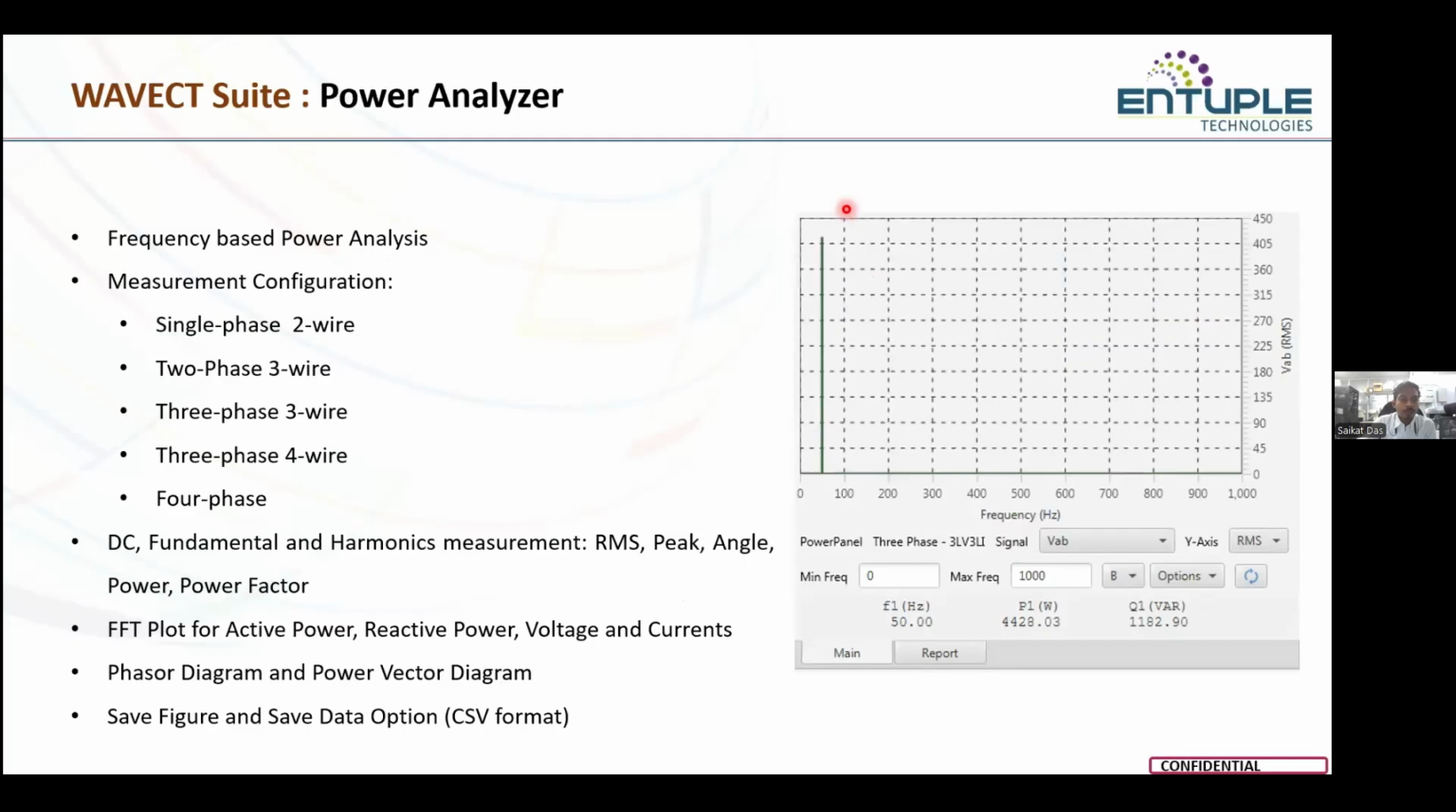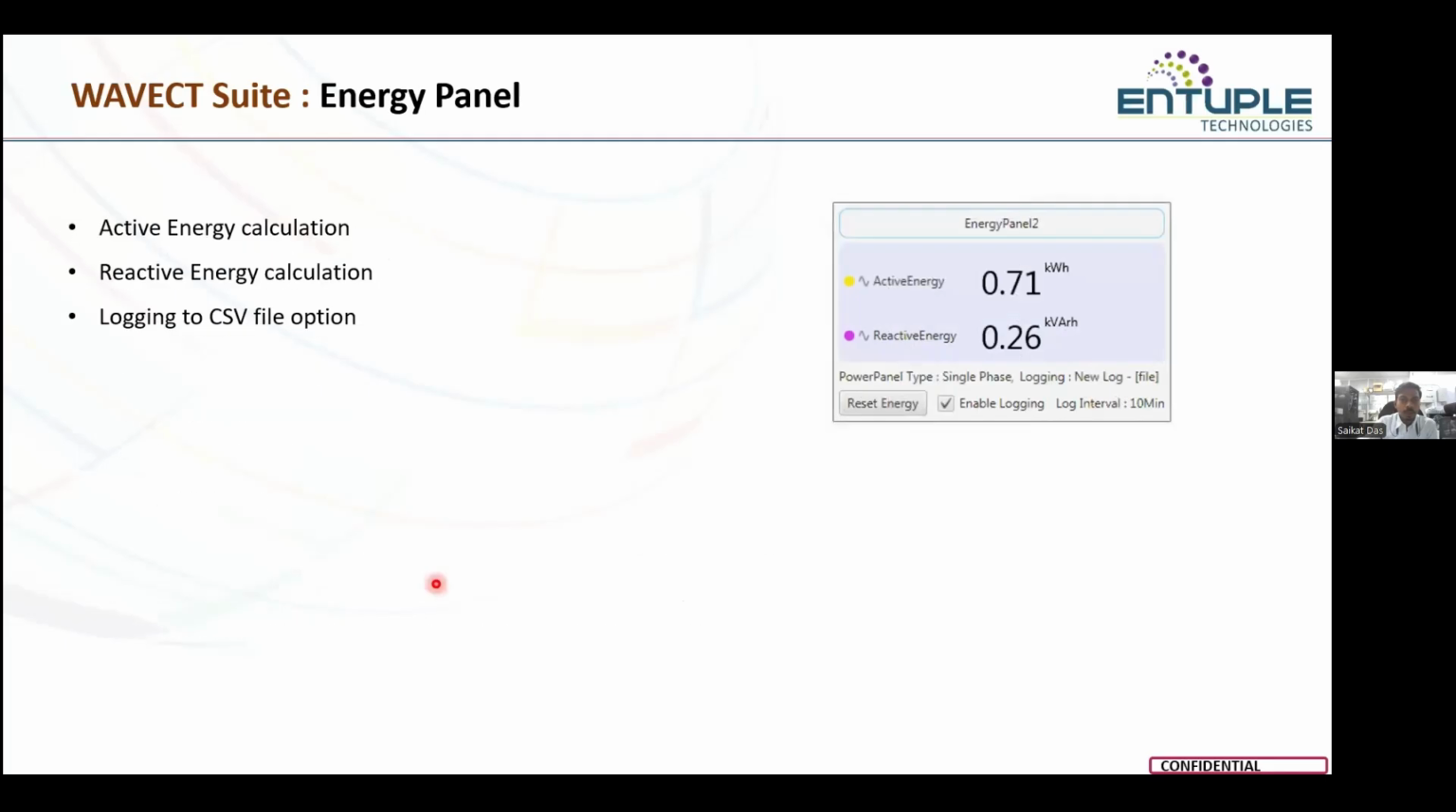Then a power analyzer is also provided. By using this power analyzer, the user can see the fundamental frequency and the fundamental component of active and reactive powers. Then DC fundamental harmonics measurement is also available, with RMS, peak, angle, and power factor corrections. Then an energy panel is also provided.